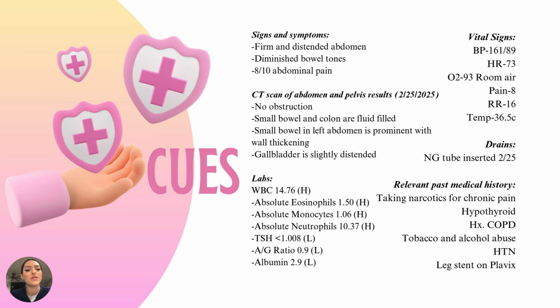And then some relevant past medical history. He was taking narcotics for chronic pain more than usual, and a big side effect of narcotics is constipation. So that was pretty relevant. He has hypothyroidism. He has history of COPD, tobacco and alcohol abuse, hypertension, which shows with his BP, and then a leg stent on Plavix.